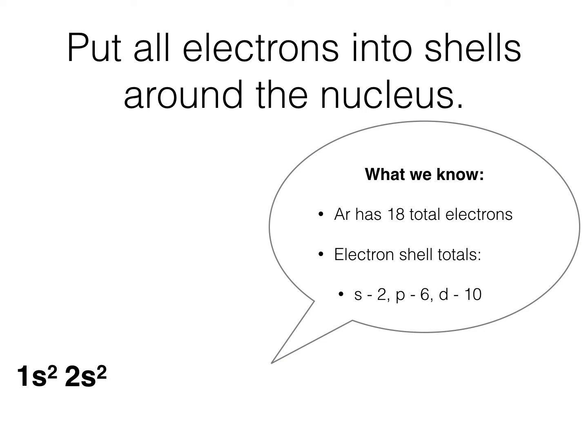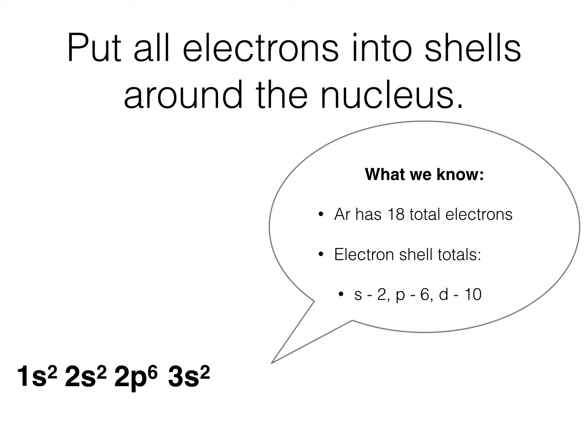We move on to the next shell, which is 2S, which can also hold 2 electrons, and we fill this shell to its max. The next shell is a P shell. P shells can hold 6 electrons. Since we need to get to a total of 18 electrons, we're going to go ahead and fill this shell to its max as well.